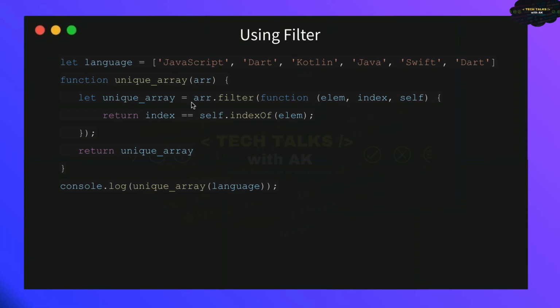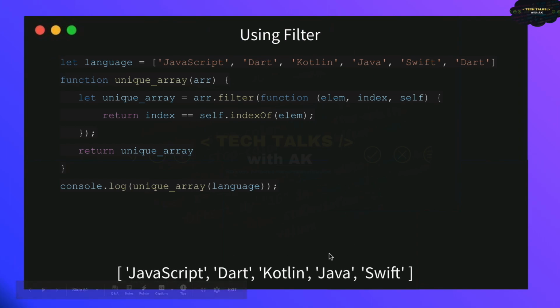Now I'm applying the filter function on that array. When we do index is equal to self.indexOf(element), where element is the current element, it returns the index of the current element. After the filter completes, we need to return the unique array, which was assigned to the uniqueArray variable. When we call this function uniqueArray and pass the array which has Dart duplicated, this line will print on the console JavaScript, Dart, Kotlin, Java, Swift. You can see that Dart is eliminated from the resultant array.